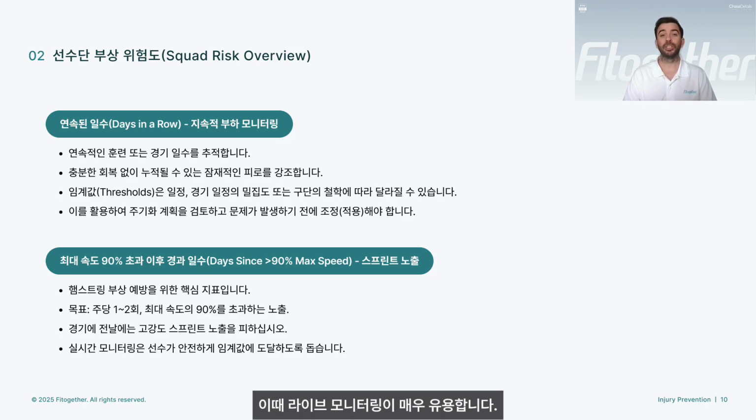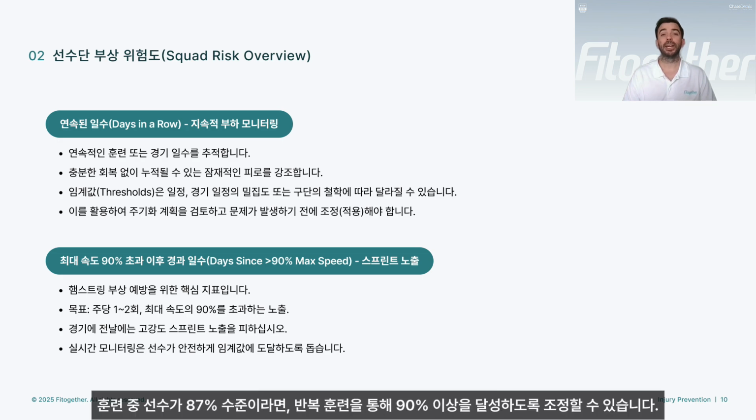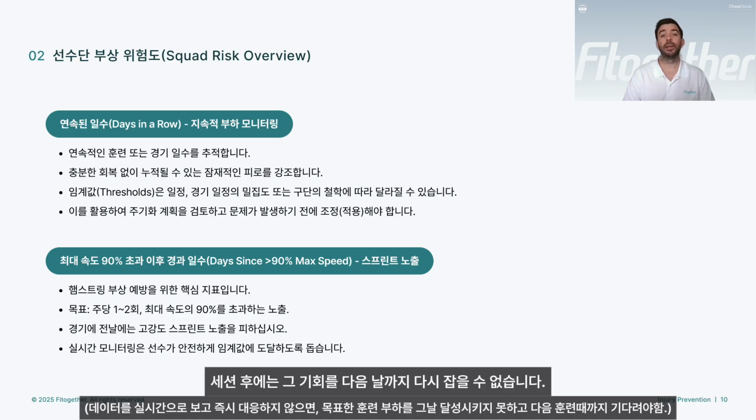The live application is your best friend here. If you see a player at 87% in training, you can safely repeat a drill to push them over 90%. Post-session, you lose that chance until the next day.